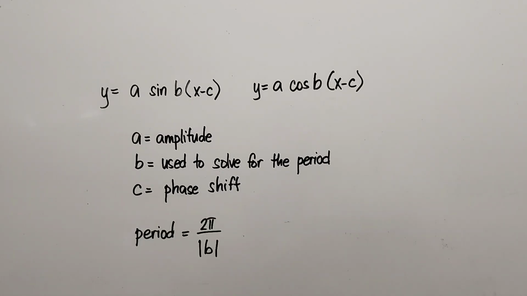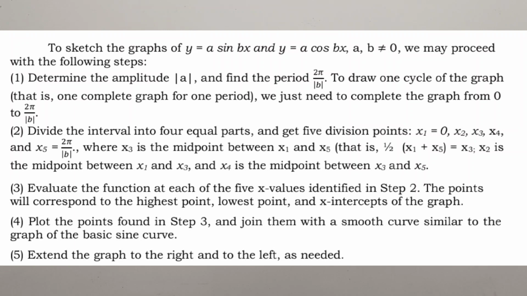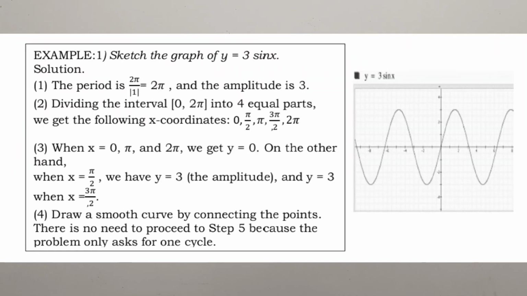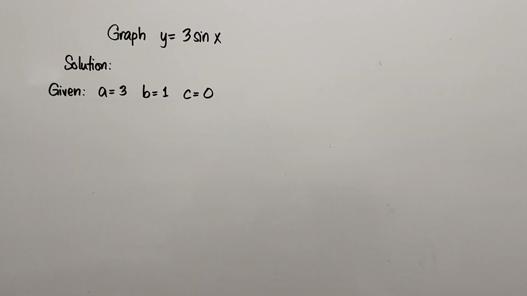And since the regular interval of the sine and the cosine function is 2 pi, to solve for our period, that is 2 pi divided by the absolute value of our b. To sketch the graph of these functions, steps are provided in the module. We will go directly to the example. Sketch the graph of y equals 3 sine x. I will be showing the step-by-step solution in graphing this function.